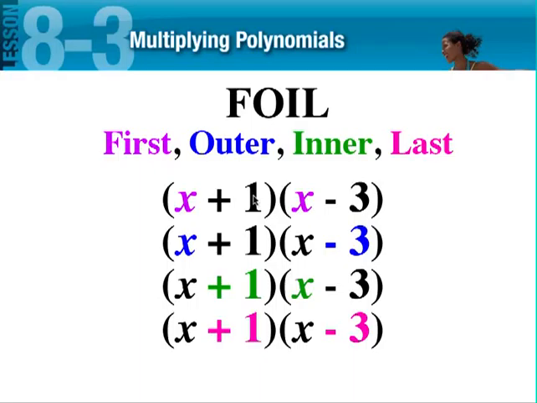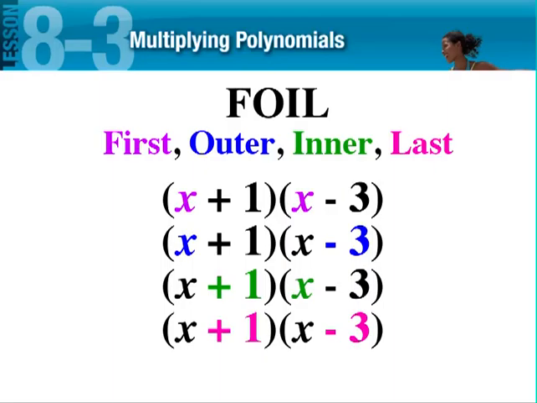So what ends up happening, if you notice here, I have two binomials. And the way we multiply two binomials is we use what is known as FOIL. Now FOIL stands for first, outer, inner, last. And so if you notice, I've done some colors here that help you see what you end up doing here. So if you were to multiply x plus 1 times x minus 3.